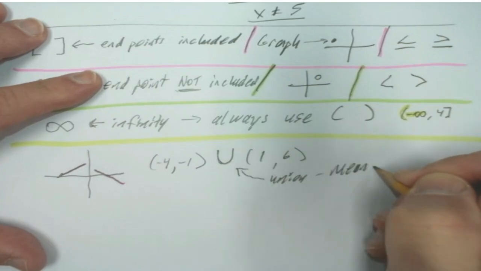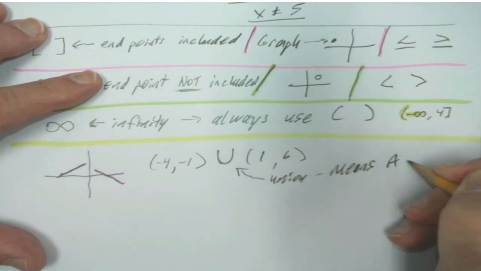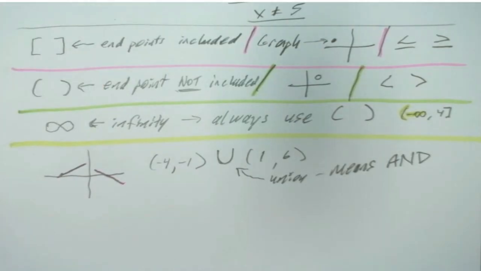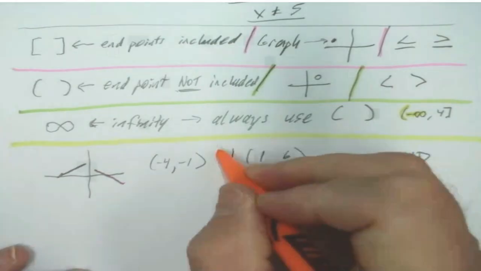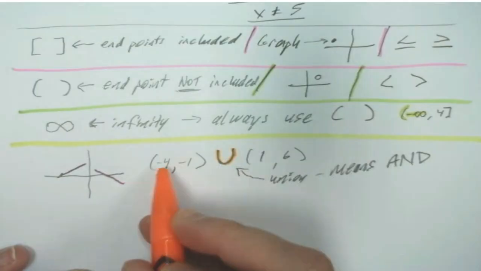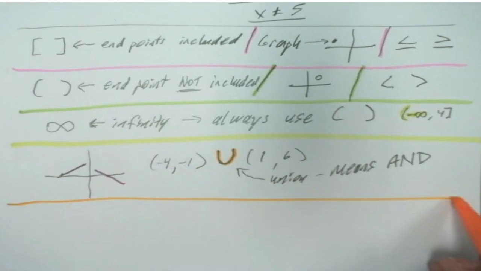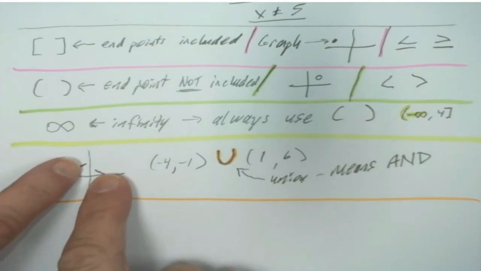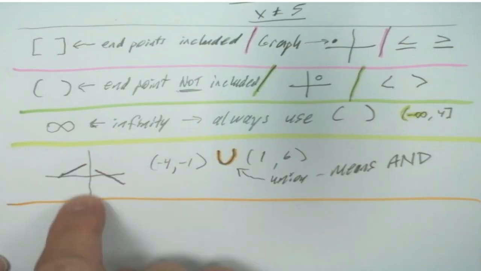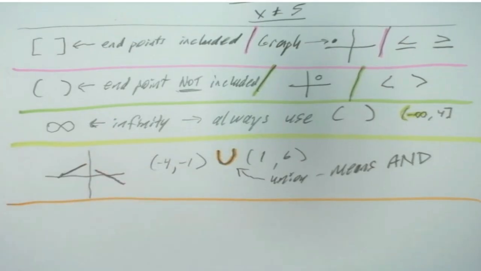It means "and." So this is saying that when you put this union on here, this is the domain and this is the domain. Right? Because there's x's over here, but in between there, between -1 and 1, there's no x's included. That's not part of the domain. It's not part of this equation. It's not part of the graph.